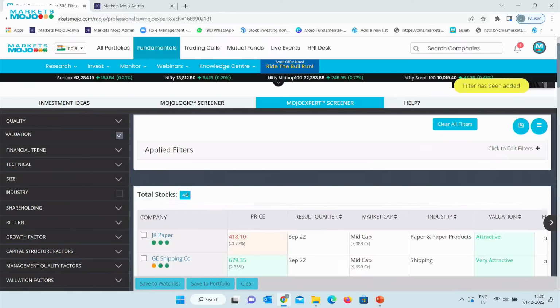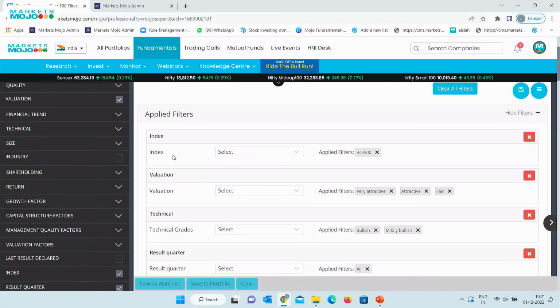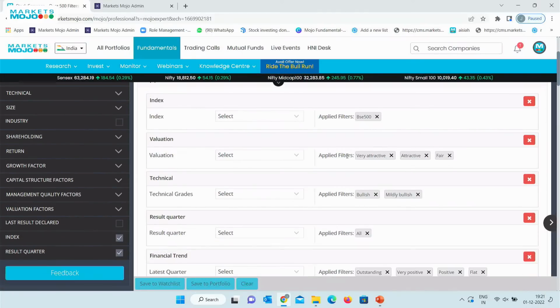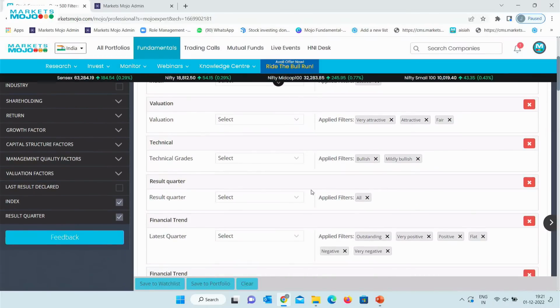Now we have 46 stocks over here. I spoke about 33. Let me take you across how I created this particular screener. The index was BSE 500. I told you I took in BSE 500 companies. My first parameter, valuation: very attractive, fair. Technical grades: bullish, mildly bullish.